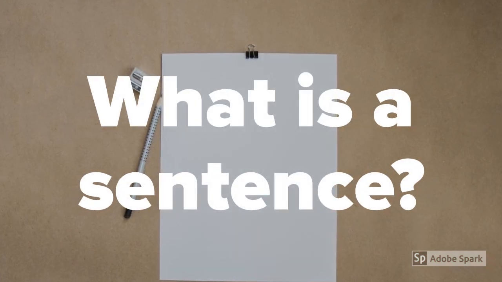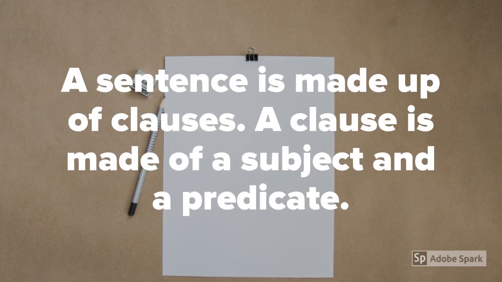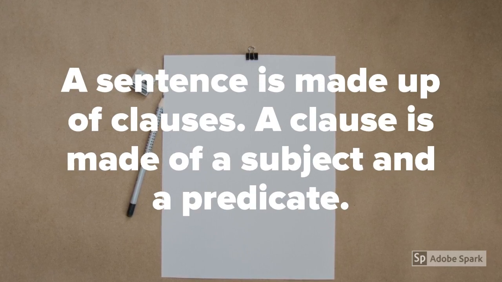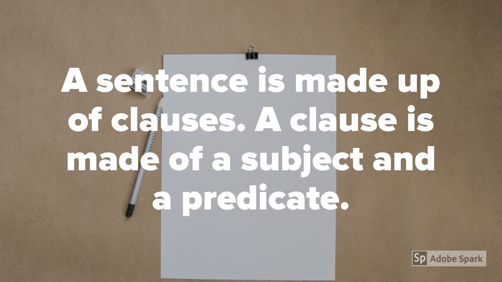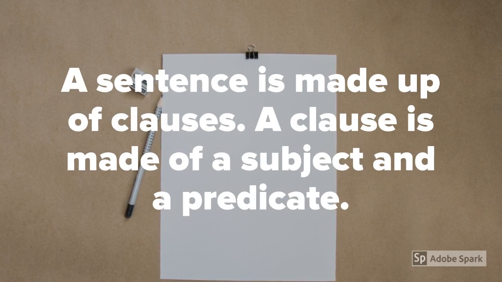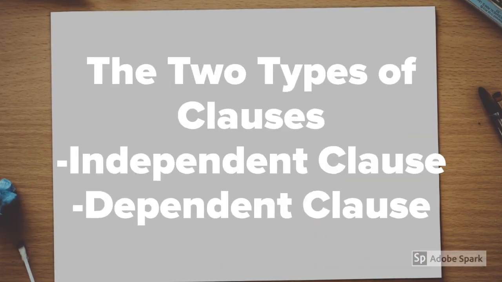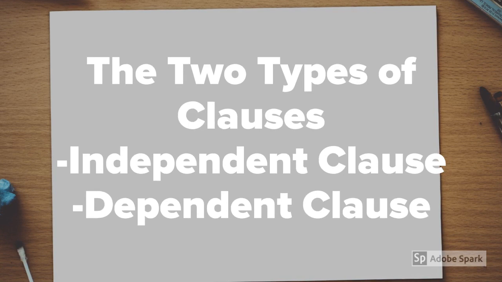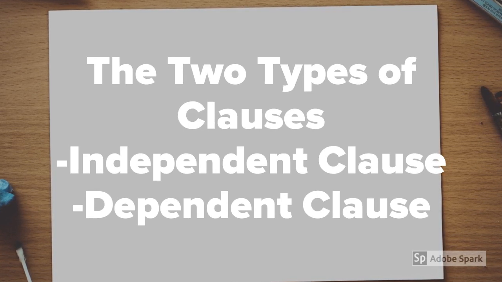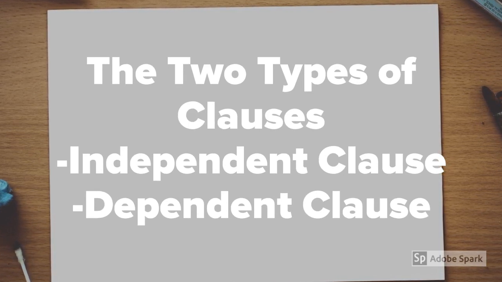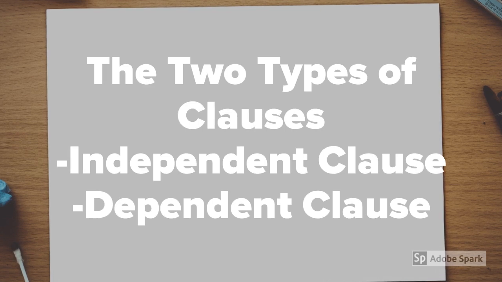What is a sentence? A sentence is usually made up of one or more clauses, and a clause is made of a subject and a predicate, which are usually the nouns and verbs in a sentence. A sentence must have at least one subject and one predicate, and therefore one clause. There are two types of clauses, an independent clause and a dependent clause. Sometimes sentences will have more than one clause and many subjects and predicates.